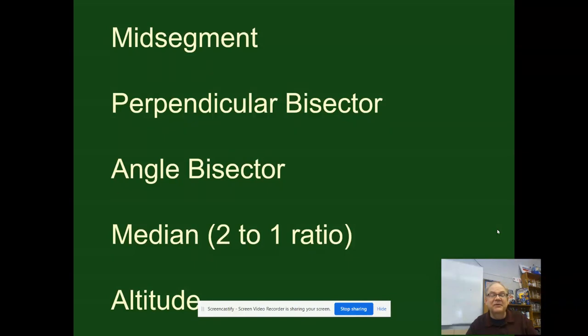Median goes to the midpoint of a side, and where the medians intersect, it always divides things up into 2/3, 1/3. That will always be true. The part by the angle is twice as big as the part that's by the side. And an altitude ends up going from an angle perpendicular to the opposite side. So those really are what we've done so far going through the stuff in chapter 5.